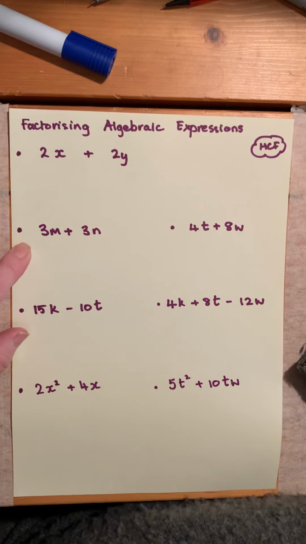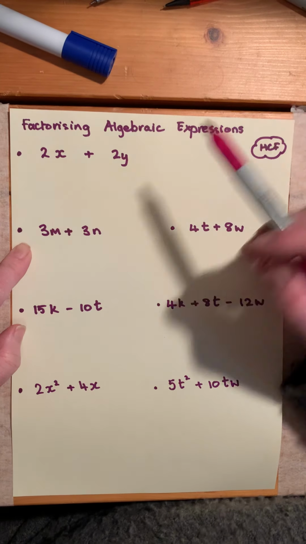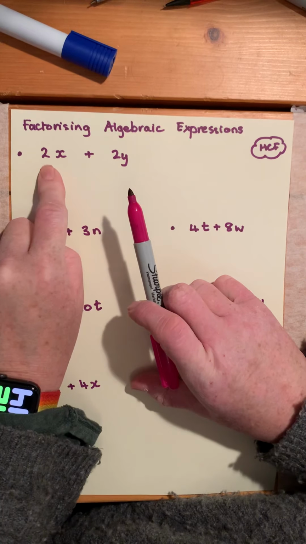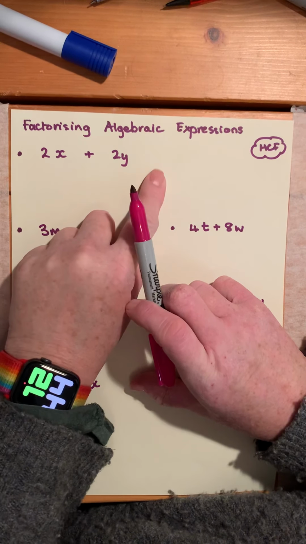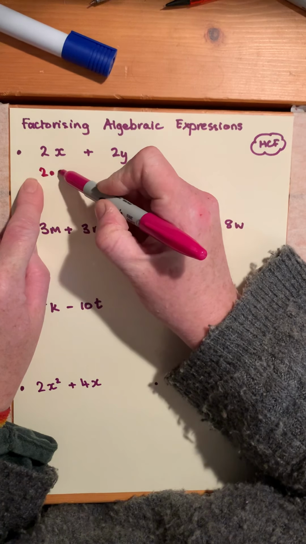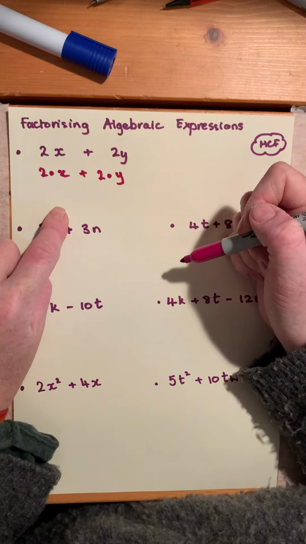Second video today is about factorising algebraic expressions. Let's look at this example. What does this expression mean? And remember, it's an expression. There's no equal sign, so it's not an equation. It means 2 times x plus 2 times y.